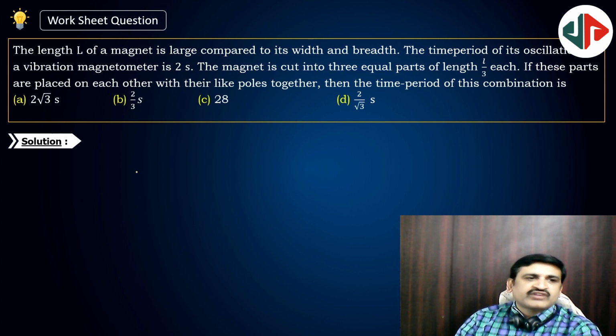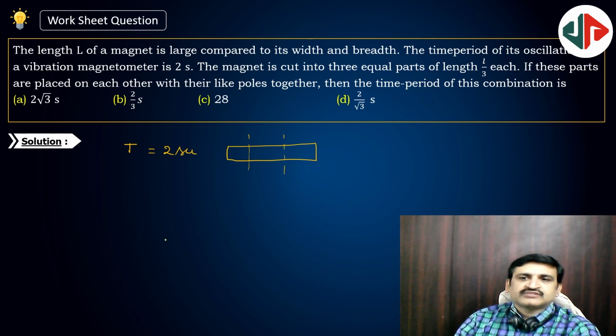The length L of a magnet is large compared to its width and breadth. The time period of oscillation in the vibration magnetometer is T equal to 2 seconds. The magnet is cut into 3 equal parts along its length, each of length L by 3. If these parts are placed on each other with their like poles together, then what is the time period of the combination? Actually, we have a shortcut. I'll explain lightly what happens.